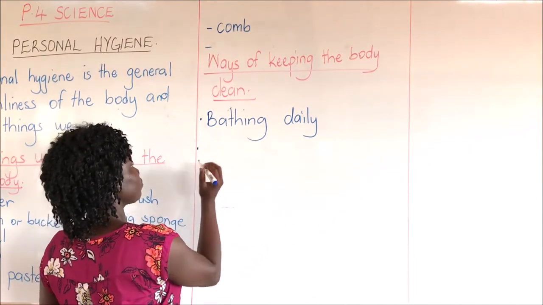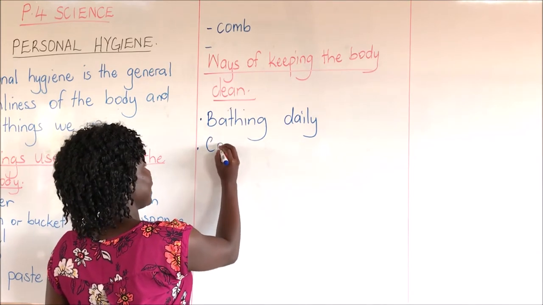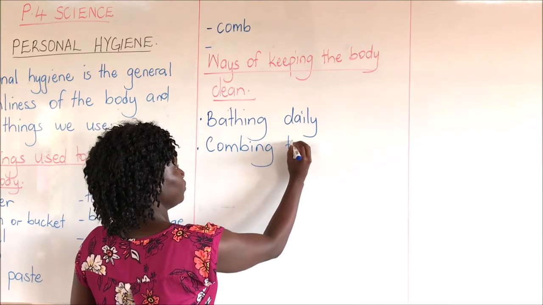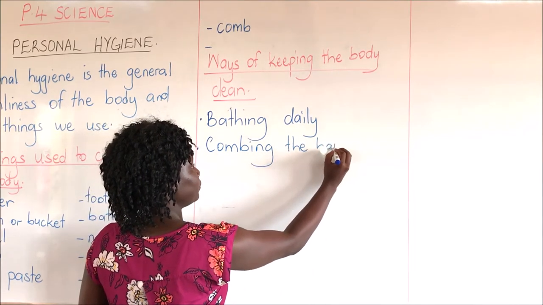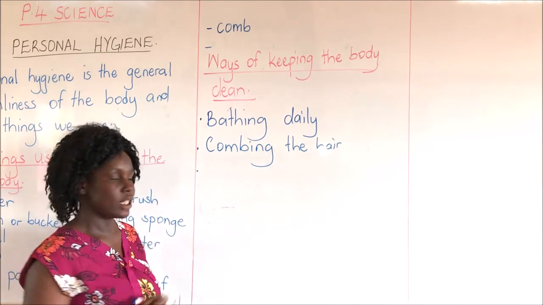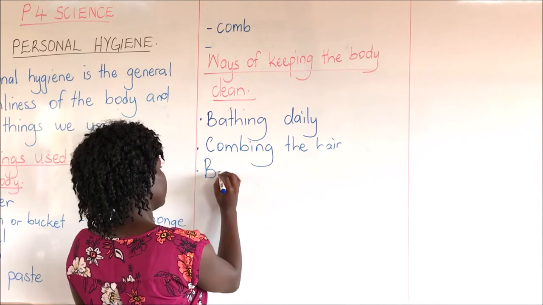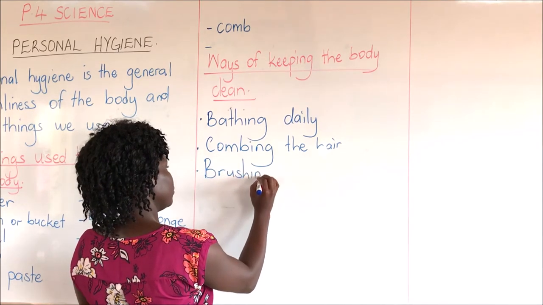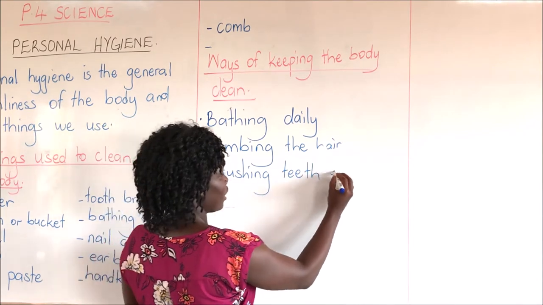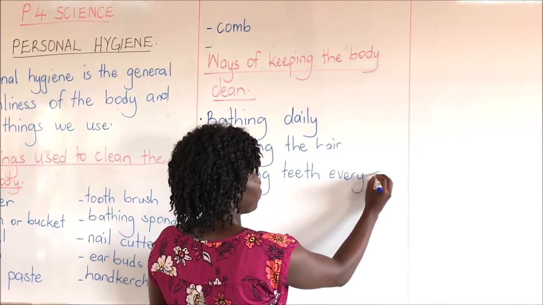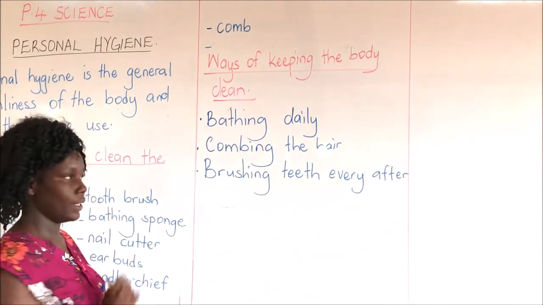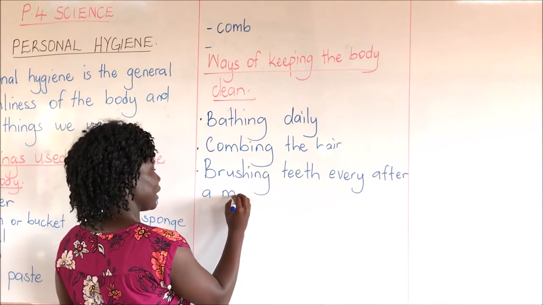Then we have combing the hair. Don't move out like a disorganized person. Combing the hair. Make sure your hair is neat. Then we have brushing teeth. Let you know that's every after a meal. If you're not able to brush every after a meal, you can at least brush twice a day.